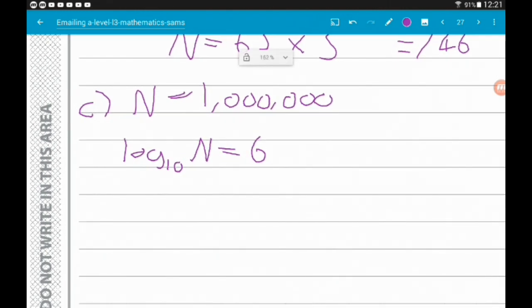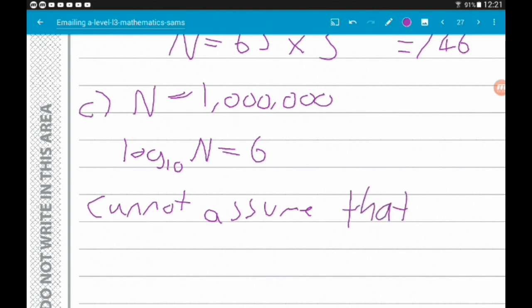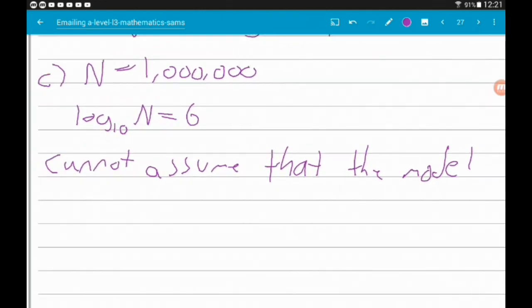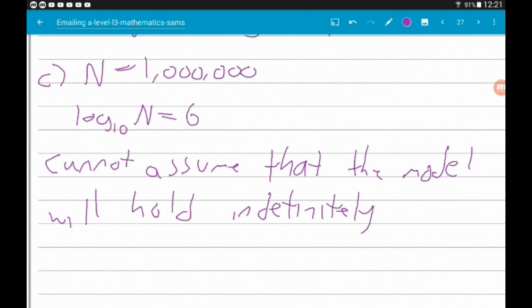So we cannot assume that the model will hold indefinitely. So remember, log base 10 of 5 would be when n is 100,000. So a million is 10 times bigger than that. So we cannot assume that the model will hold as the population keeps growing.